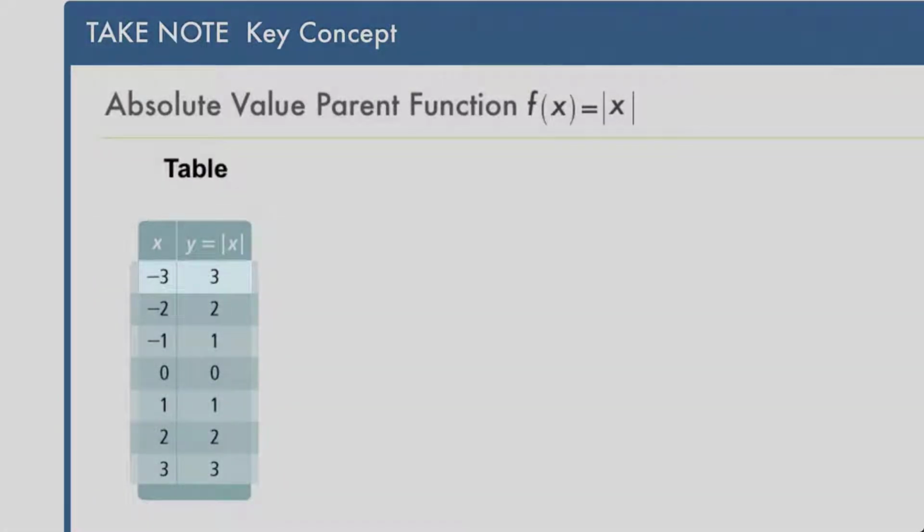An input of -3 leads to an output of 3. Input of -2 leads to an output of 2. Input of -1, output of 1. Input of 0, well, the absolute value of 0 is 0, so an output of 0. And then we get to the positive side. The absolute value of 1 is 1, 2 is 2, and 3 is 3.